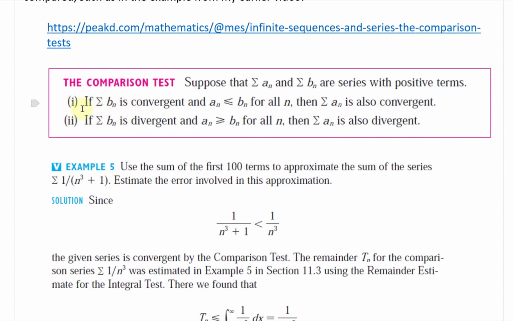You have basically two cases. Part 1: if the series bn is convergent and an terms are all less than or equal to bn for all n, then the summation an is also convergent. Part 2: if this series bn is divergent and an is greater than or equal to bn for all n, then the series an is also divergent.